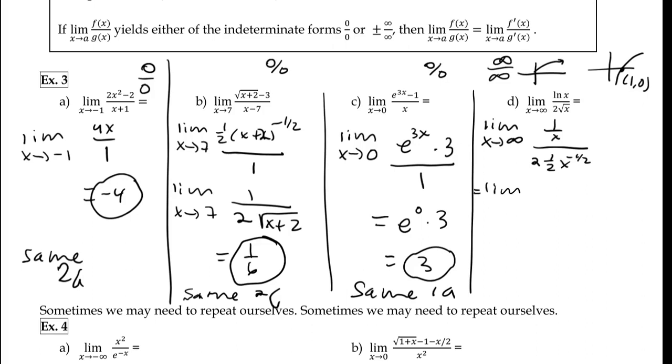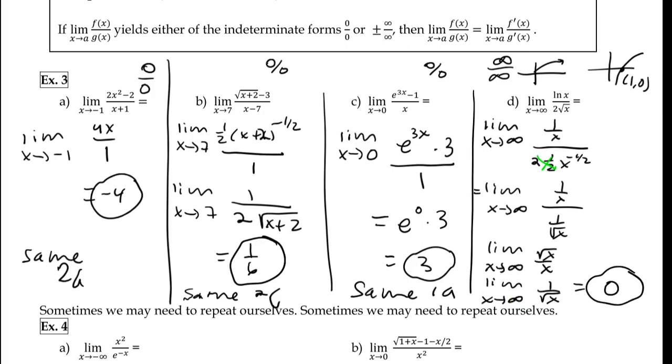If we copy this over, just because it looks absolutely terrible, we're going to have 1 over x over, now look on the bottom, these cancel, and this becomes 1 over root x. Because we're dividing by that, you can multiply by its reciprocal. So I'm going to get root x over x, and isn't that really 1 over root x? Now, remember this idea, if the bottom gets big, 1 over a big number is 0.